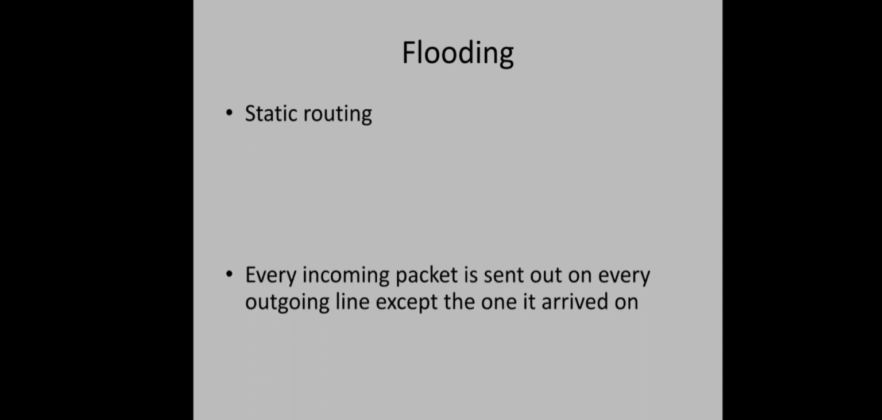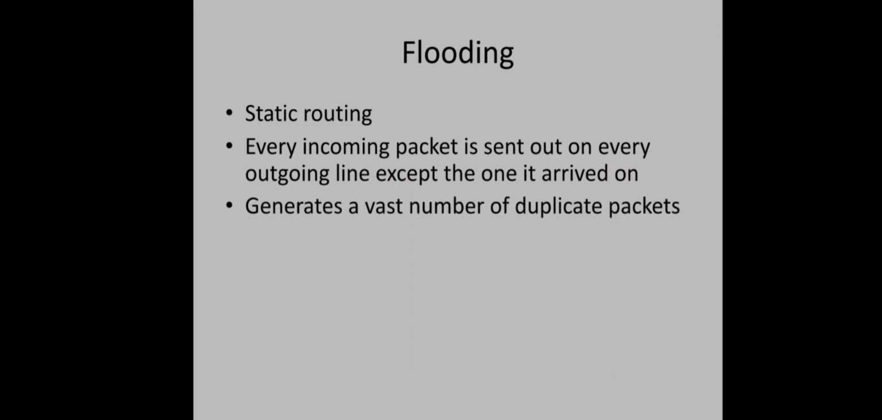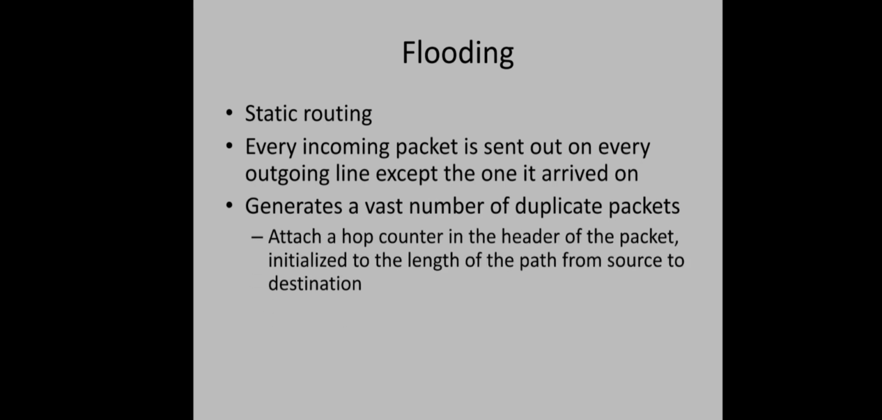The static routing technique is flooding. As the name suggests, it floods the packets without searching for an optimal route. That means every incoming packet is sent out on every outgoing line except the one it arrived on. So obviously it will create a vast number of duplicate packets, right? So there should be some measure to reduce these duplicates. One such measure is to attach a hop count in the header of the packet.